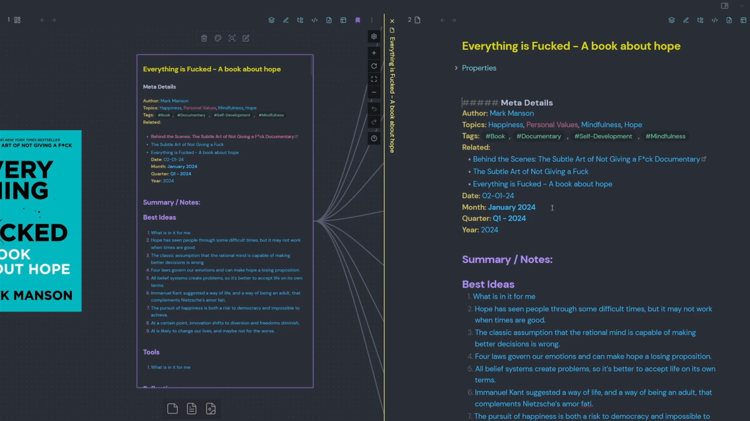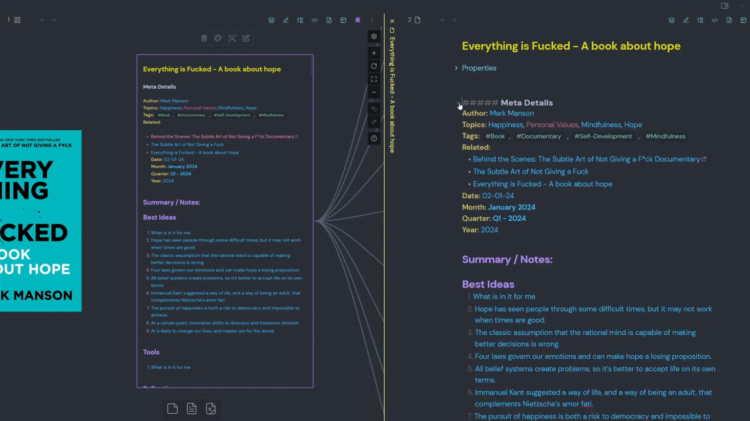I read this book in January this year, 2024. I've given it a few tags here, such as book, documentary, self-development, mindfulness, and I've linked it to specific topics within my second brain: happiness, mindfulness, and hope. I've also got a placeholder for Mark Manson.